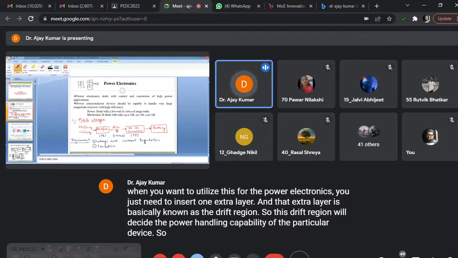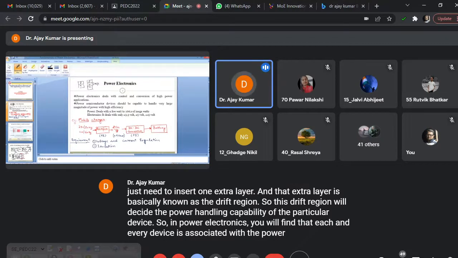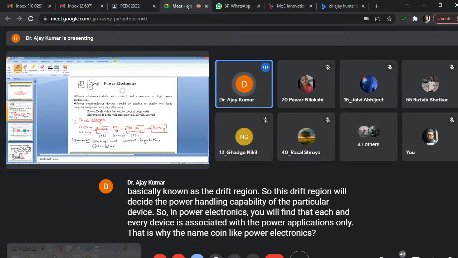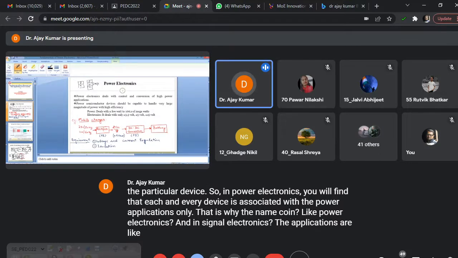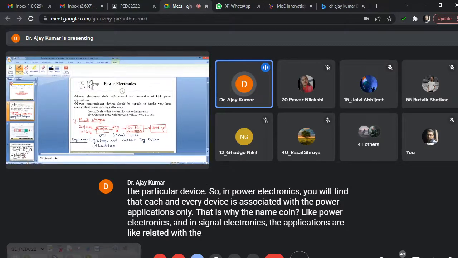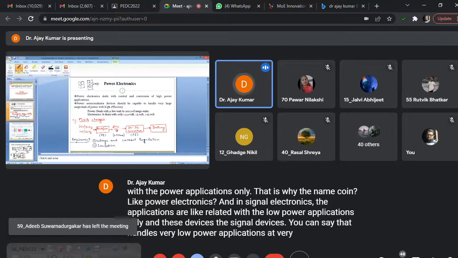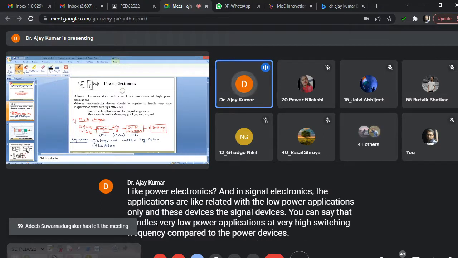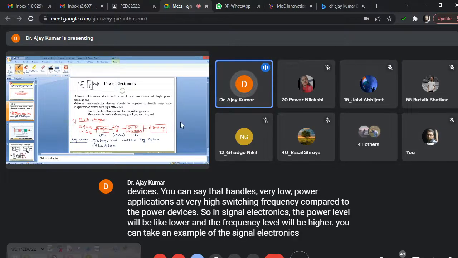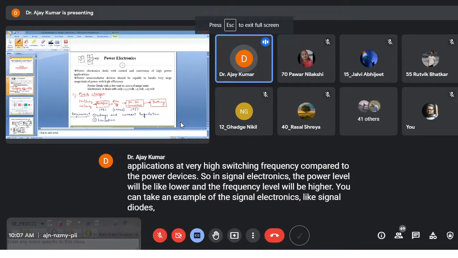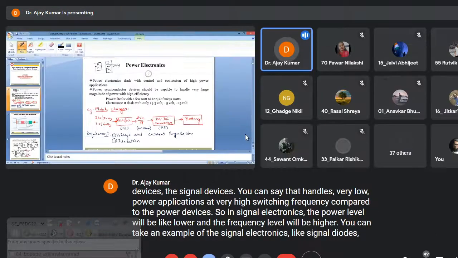So in power electronics, you will find that each and every device is associated with power applications only. That is why the name is coined power electronics. And in signal electronics, the applications are related to low power applications only. These signal devices handle very low power at very high switching frequency compared to the power devices. So in signal electronics, the power level will be lower and the frequency level will be higher. You can take examples of signal electronics like signal diode, Zener diode, LEDs, varactor diode, etc. But the same devices, when you increase the power rating, all come under the category of power electronic devices.